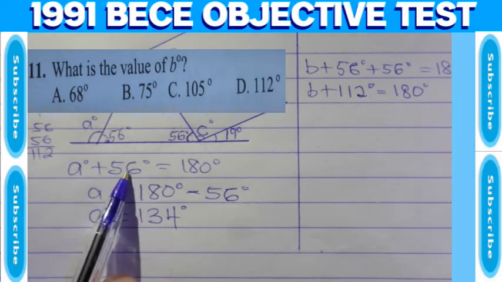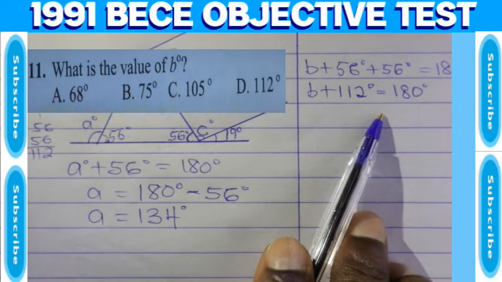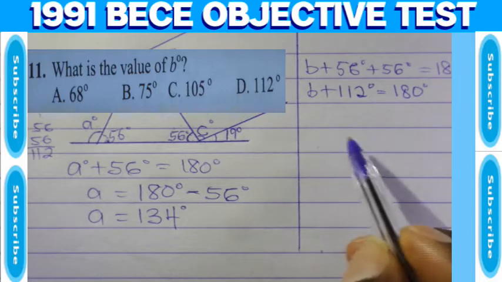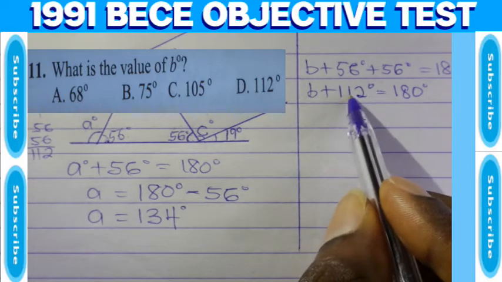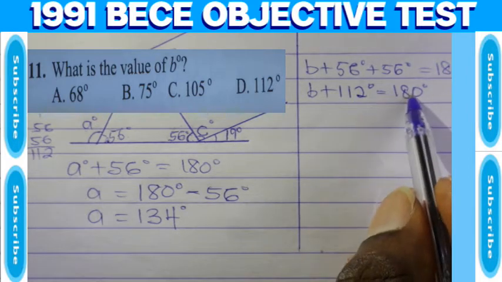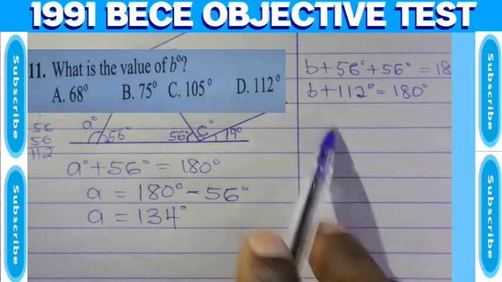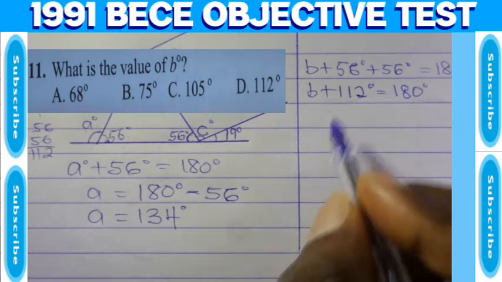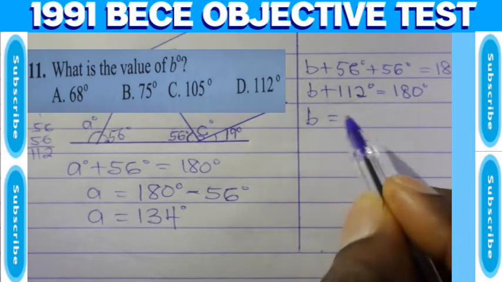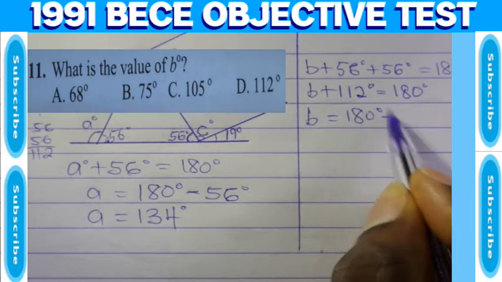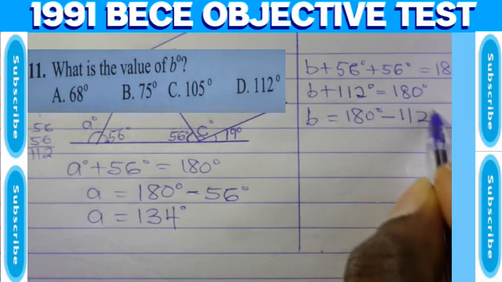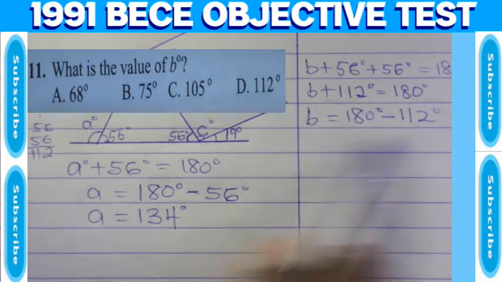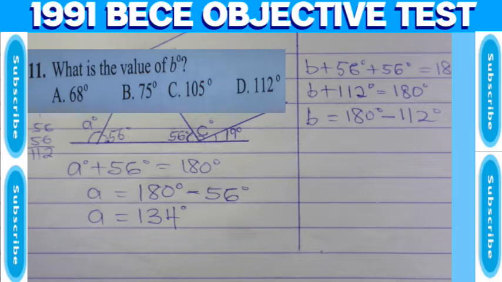Same thing that we did over here, we do the same thing over here. We have to subtract 112 from 180 degrees because it is adding over here. Subtract 112 from here, you have 0. Subtract 112 from here, so we have only B left, which is equal to 180 degrees minus 112 degrees. Let's find the difference between 180 and 112.